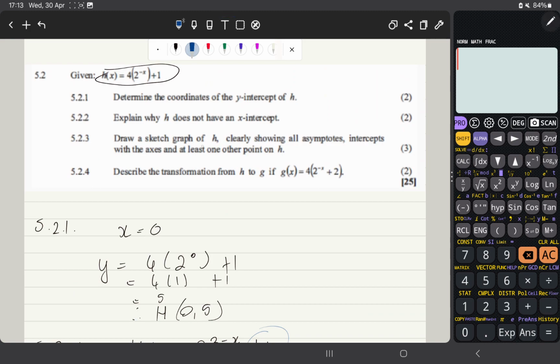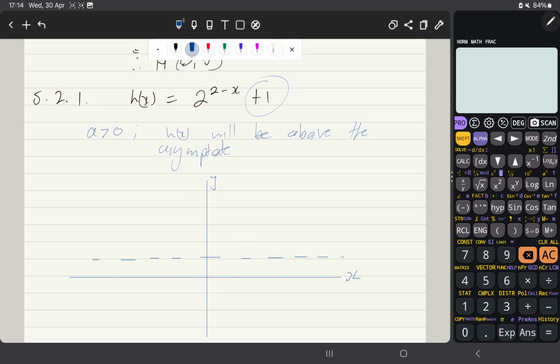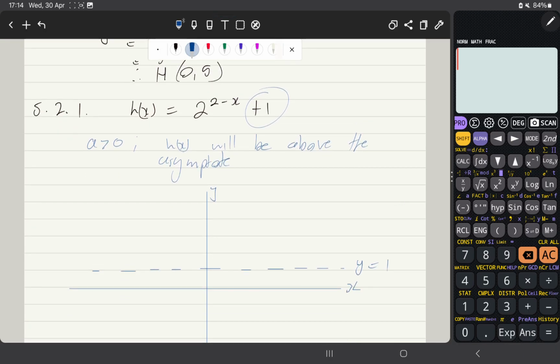They say draw a sketch of h, clearly showing all the asymptotes, intercepts with the axes, and at least one other point. Okay, cool. This one is not necessarily that complicated. I could just do it on top of this and say this is y equals 1. That is my asymptote. Here we have (0, 5). The other thing we talk about is whether your graph is going to be an increasing or a decreasing function.